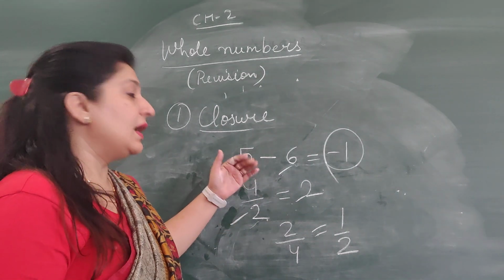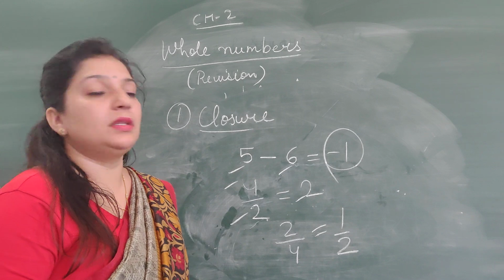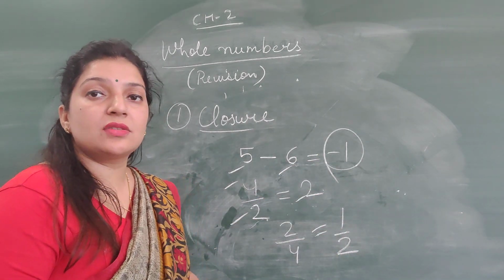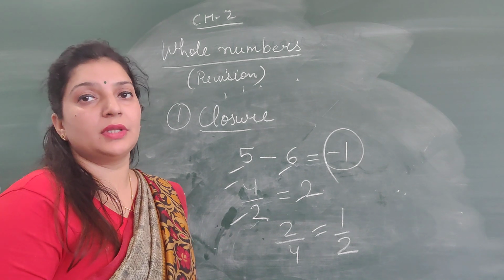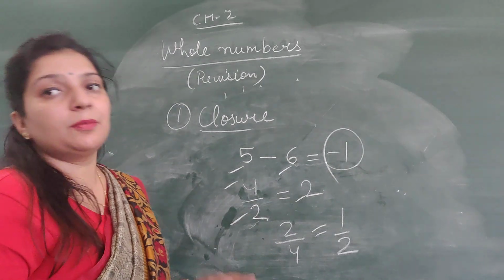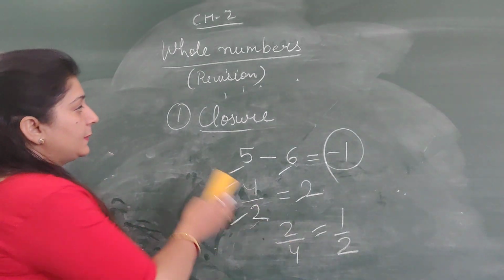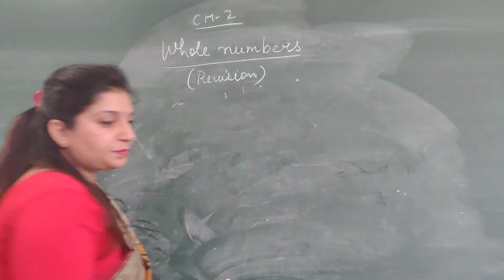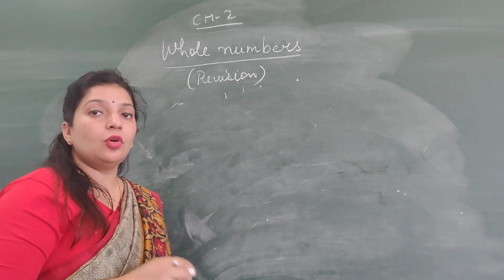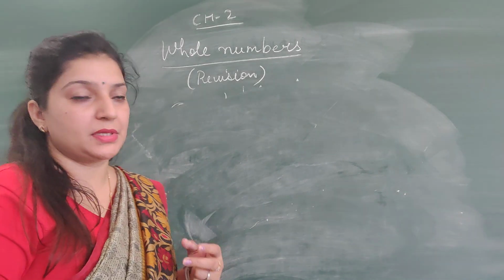So when I subtract and divide any two whole numbers, the answer may or may not be a whole number. It can or it cannot be. Therefore, it does not hold true for the closure property. So that is one of the very important things. Second property we are going to see here is the commutative property. Whenever the word commutative comes, you always remember that it is related to the order of any two numbers.